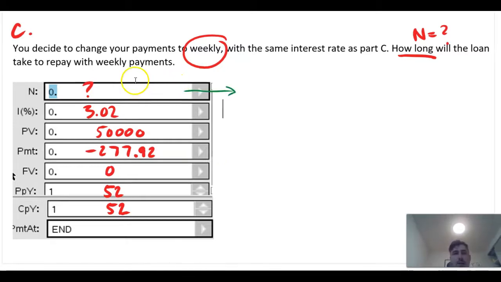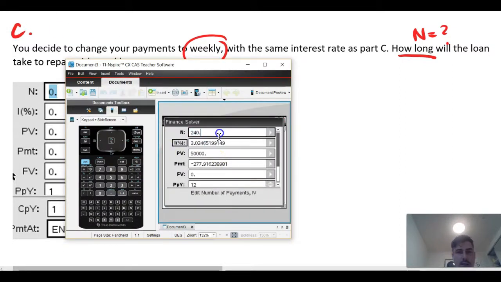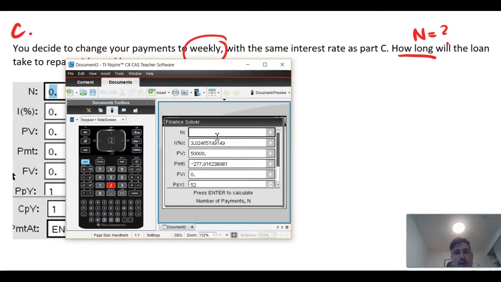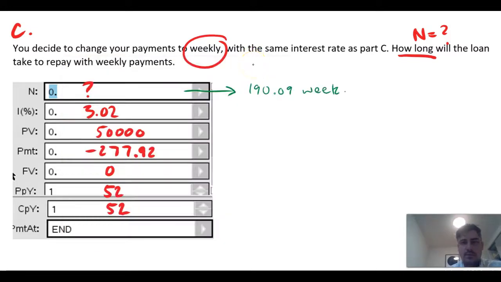And that's going to come out as in weeks if we do it this way. So let's type all this in. I'm going to leave N blank. FV 0, change that to 52, 52. And if we hit N, enter there, 190 weeks. Okay, so you could work out what that is in years, but that's fine to leave your answer like that. If you wanted to work it out in years, you just divide that by 52.